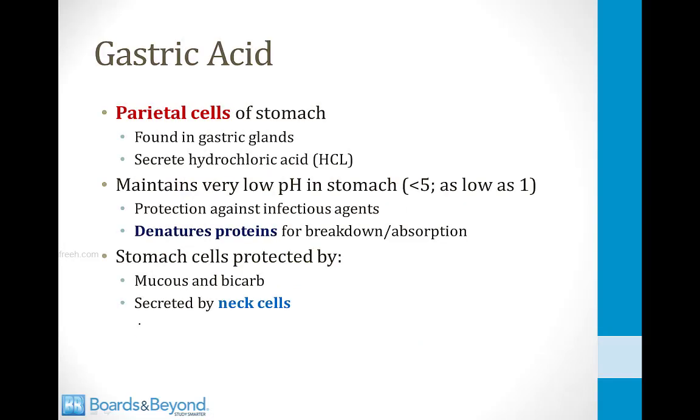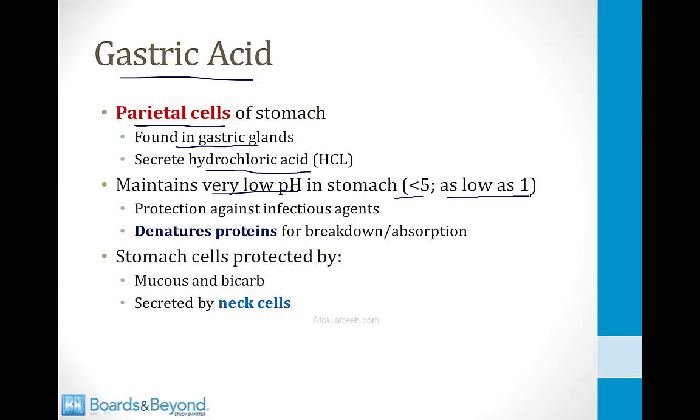The most important secretory product of the stomach is gastric acid, and gastric acid is secreted by the parietal cells in the stomach. These are found in the gastric glands. I'll show you a picture of that in a minute. And the parietal cells secrete hydrochloric acid, and that's what's responsible for the very low pH in our stomach. Our stomach is a very acidic environment. The pH is usually less than 5 and it can get as low as 1.